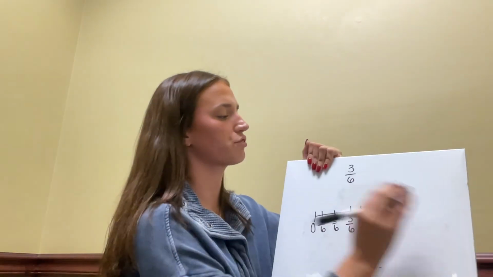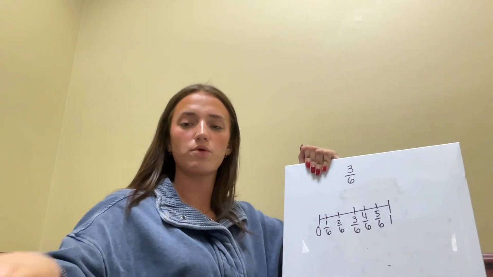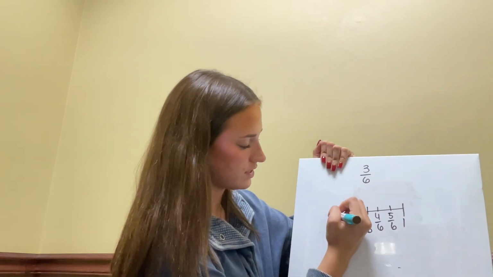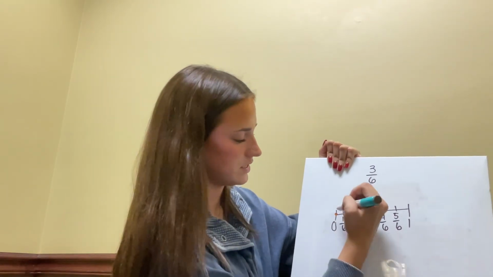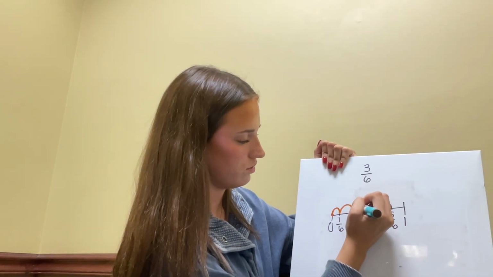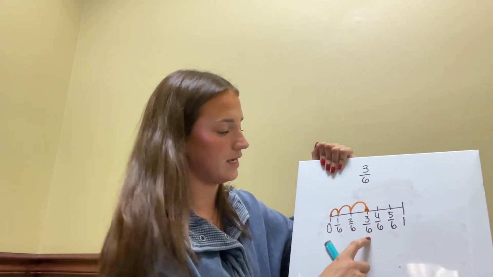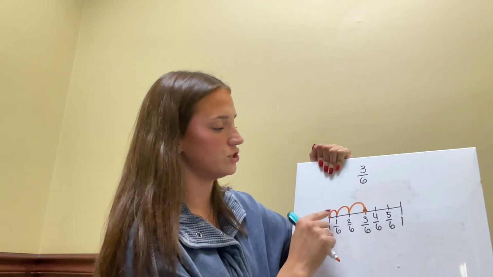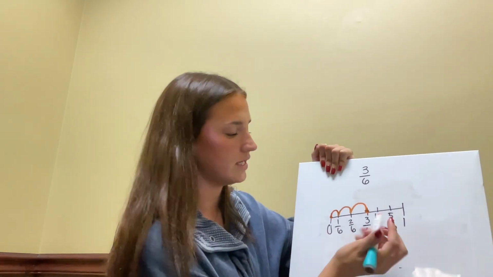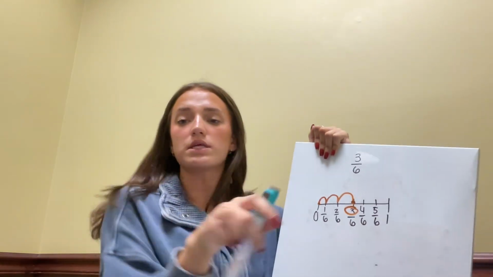So we're trying to mark 3/6 on the number line. We're going to start at 0 and count all the way to 3/6. 1, 2, 3. So we jumped and counted 3 spaces to land on 3/6. Notice how we jumped 3 spaces and 3 is our numerator. You'll see that that is a pattern.